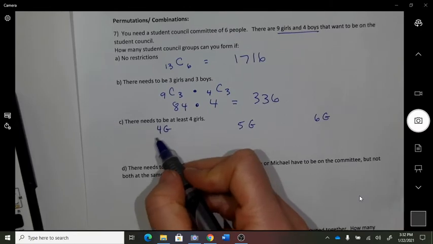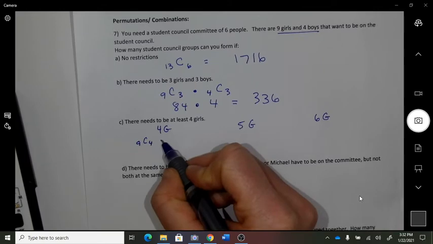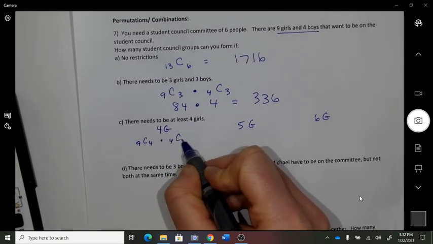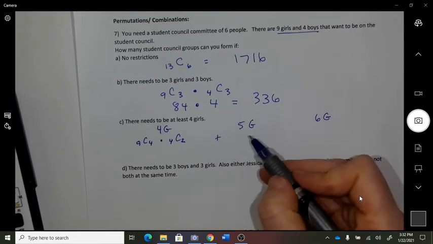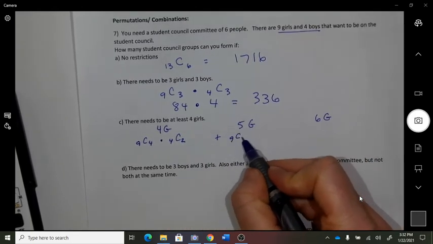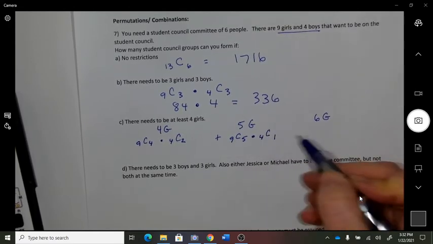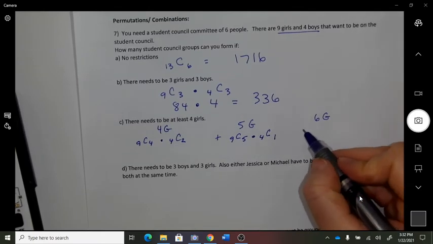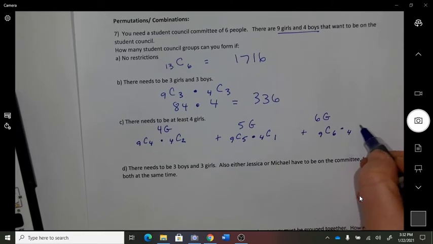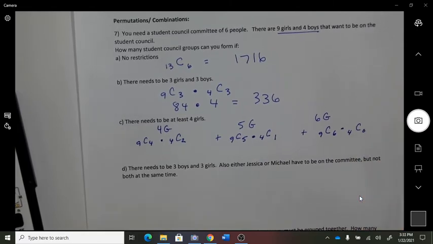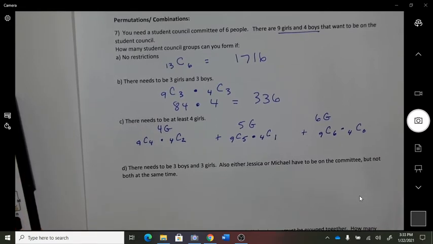Okay, so if there's 4 girls, you're going to go 9 choose 4, and 4 choose 2, because if you had 4 girls, you need 2 boys. 5 girls, you're going to have 9 to pick 5 from, and then out of the 4 boys, you have to pick 1 of them. And the other option, 9 choose 6, you don't need to write this, but that means you have 0 boys you're picking from.